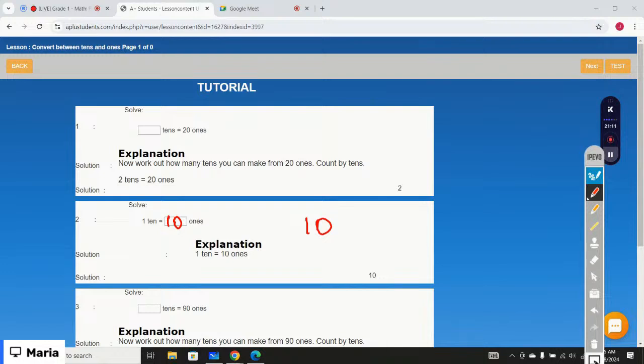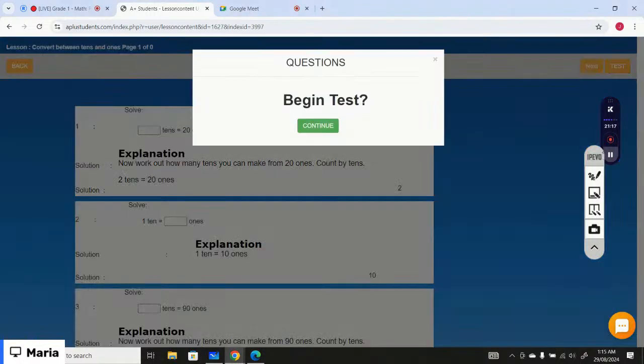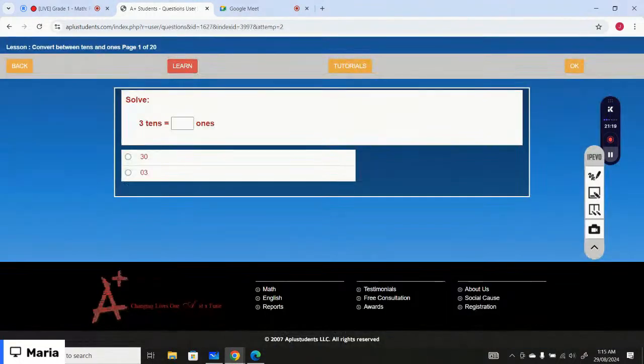Okay, let's just start with the test question. Let's see how we find tens and ones. They are very easy. You just have to understand the concept.